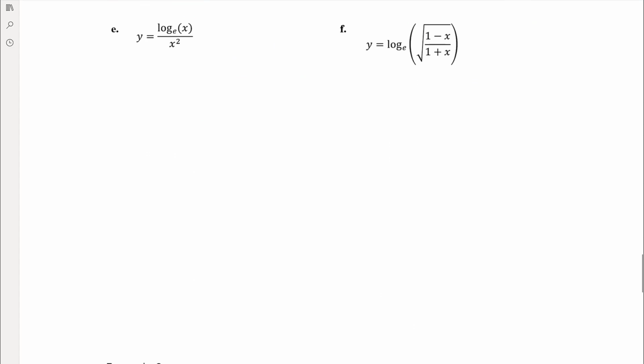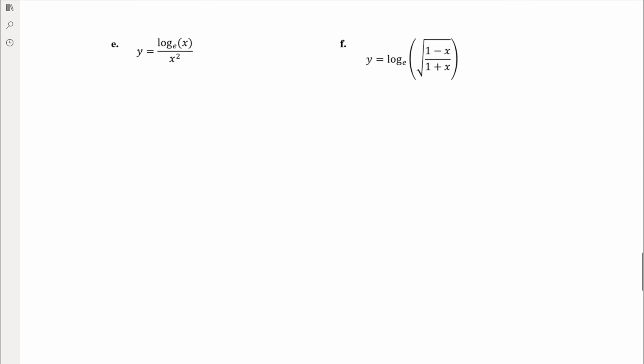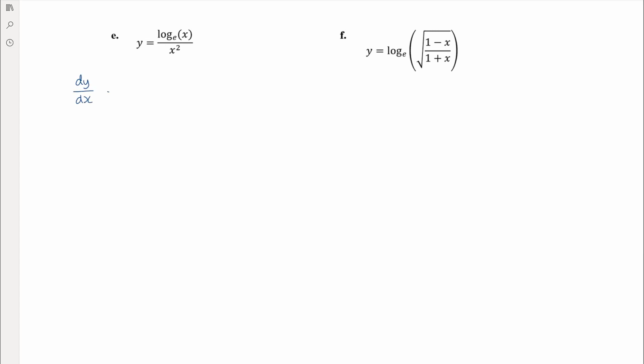Okay, over here we've got log e of x on x squared, so we have a quotient of two functions, so we're going to use our quotient rule. So dy dx. We differentiate the numerator. The derivative of the numerator is 1 on x. We leave the denominator as it is, and we subtract, and we leave the numerator as it is, and we multiply by the derivative of the denominator, and then we have all of that over the denominator squared, which will give us x to the power of 4.